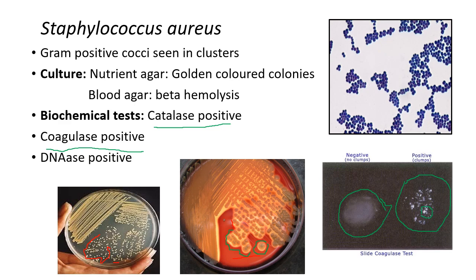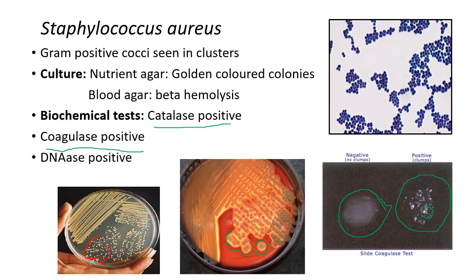Now beyond that, what can we do? We can do another test, which is the DNase test. If you remember, we had discussed DNase in terms of Streptococcus. Now you know that Staphylococcus also produces DNase. So you can do catalase, which tells you the family. Staphylococcus, the family Micrococci, is catalase positive. The family Streptococci, which we will be coming to shortly, is catalase negative.